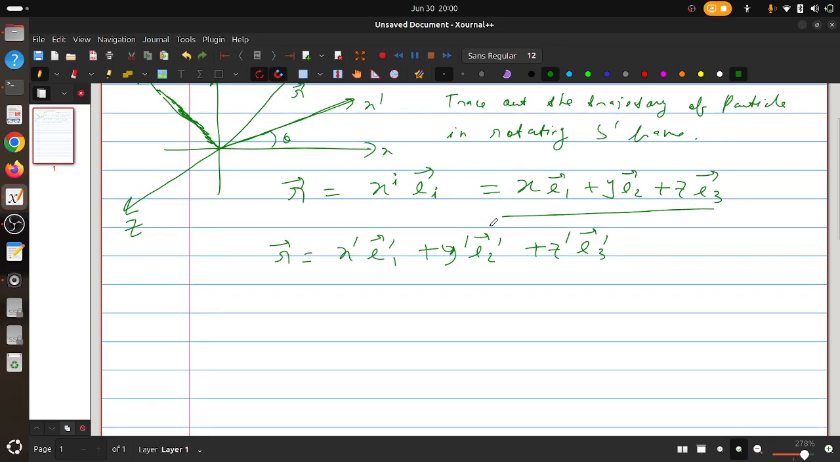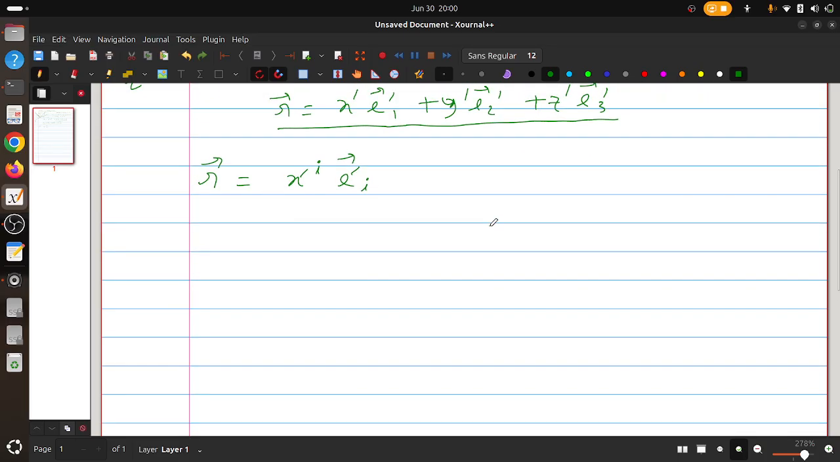Okay, if we agree on this, then we can write the r vector. We start from this particular equation and write it in the condensed form. Let us write this as x prime i e prime i, where the summation is over i. Whenever there is a repeated index, we assume that there is a summation, which is the Einstein summation convention, or explicitly you can write i from 1 to 3. But I will not write the summation here. It is assumed that the repeated indices are summed over.